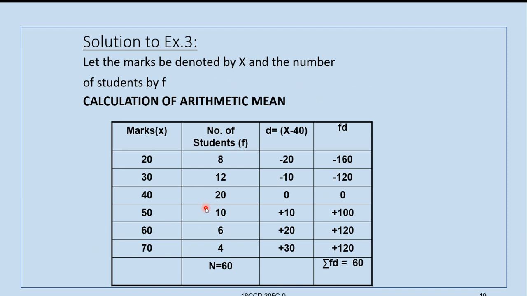Coming to the solution, marks are denoted by X in the first column. As I said, we have 4 columns here. In the first column, marks are denoted by capital X and the number of students by F in the second column here.